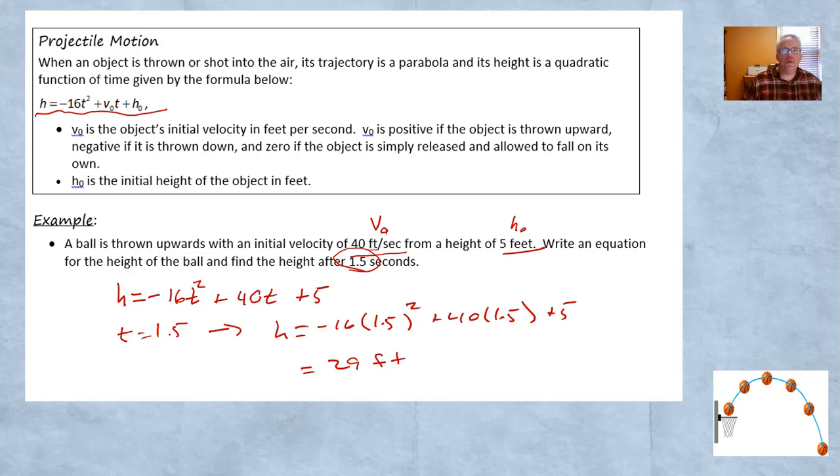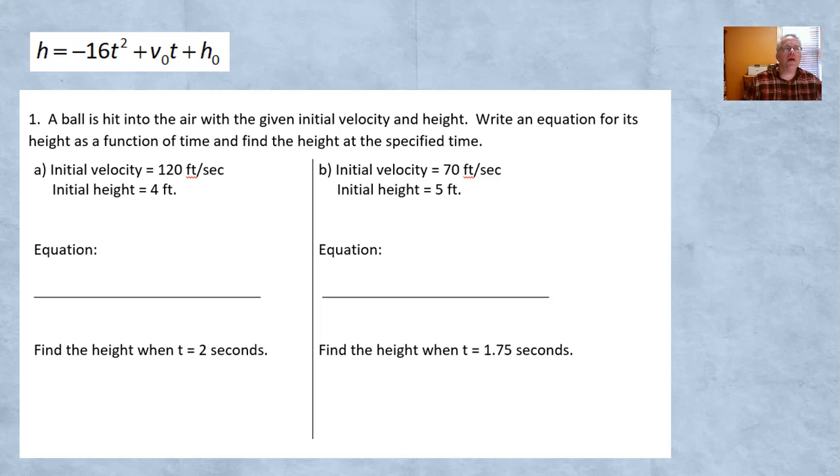Alright, let's take a look at a couple more examples. So, same kind of idea. We're going to write an equation and find the value at a certain time. In this first one, the initial value of velocity is 120 feet per second. So that's v0. And the initial height is 4. So let's use the equation here to write this. So this is h equals negative 16 t squared plus, we're going to put 120 in for v0, so 120 times t plus h0. That would be plus 4.